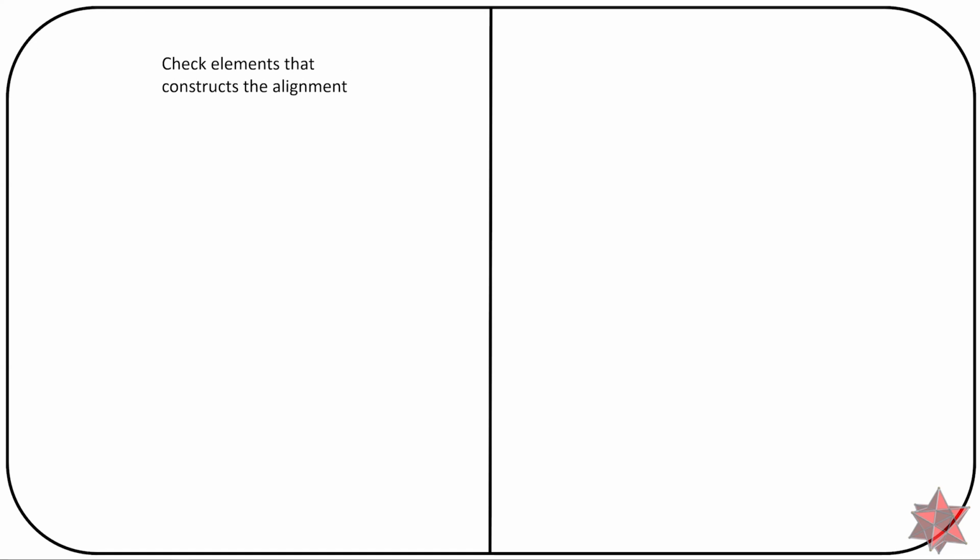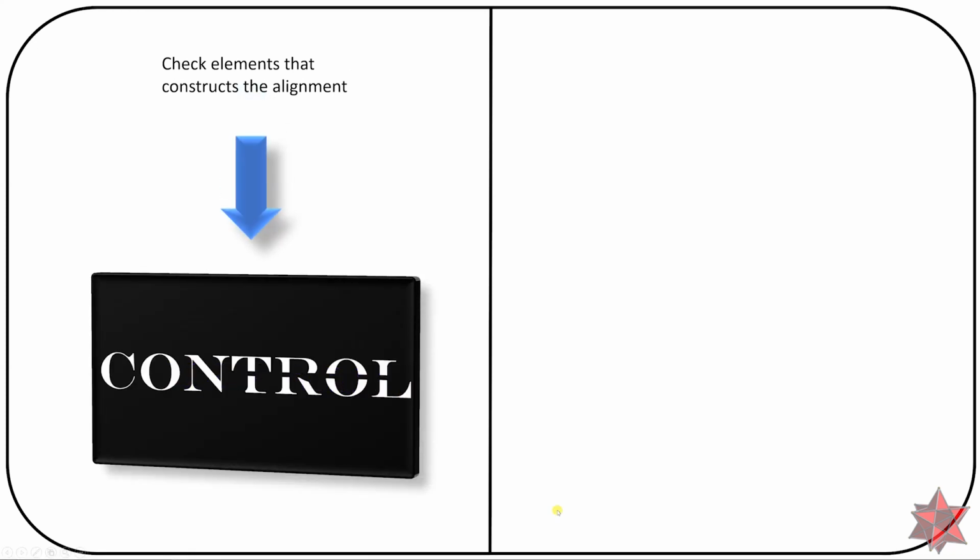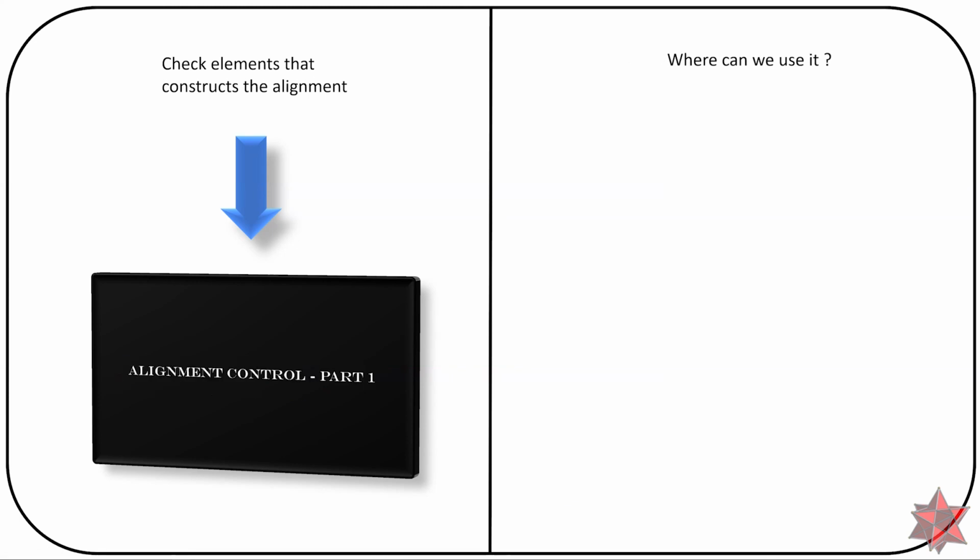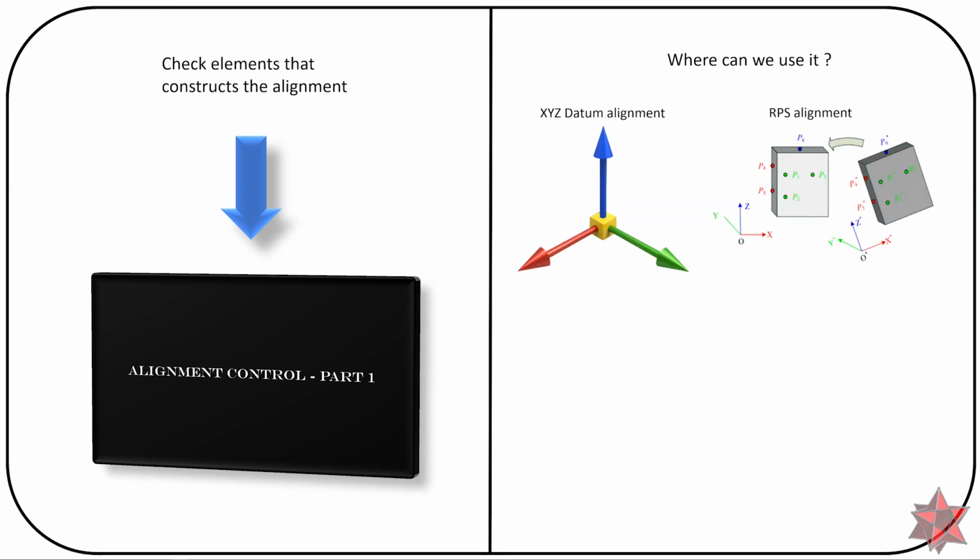There are two types of methods to check your alignments. The first one is done by checking the elements that construct the alignment, and this is what we are going to present in today's video. So first of all, this type of checking is available for any type of alignments: regular alignments with datums, RPS alignments, best fit alignments, and so on.